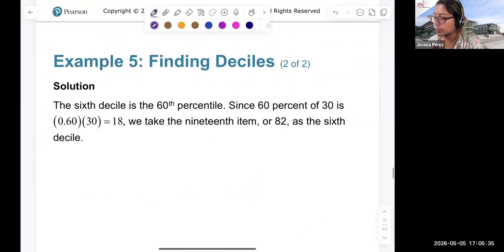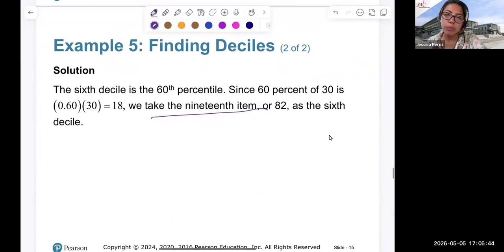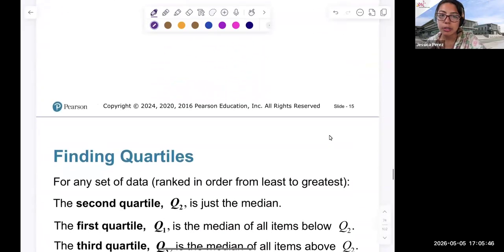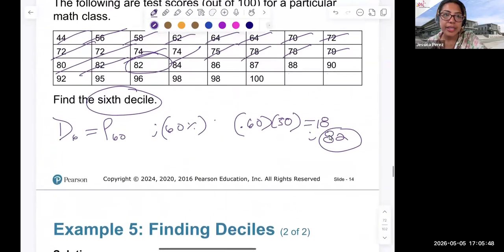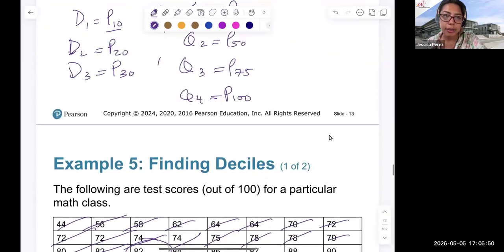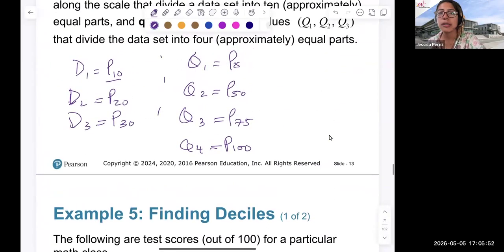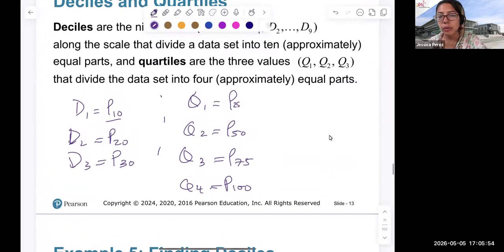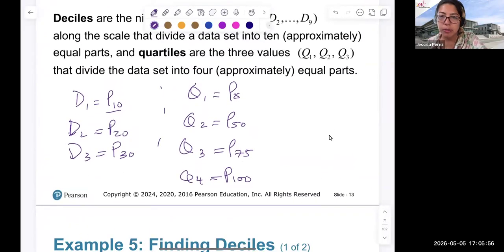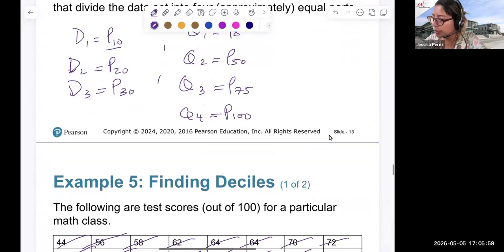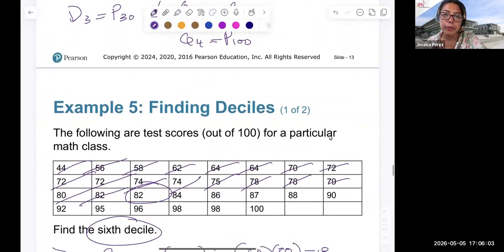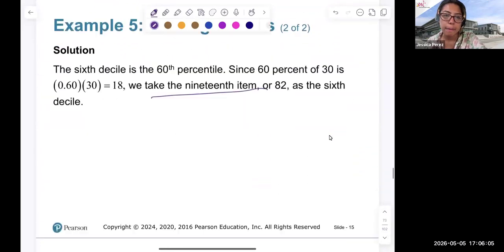So our value is 60%. We're going to take the 19th item, the one after the 18th. The 6th decile would be 82. So that was finding the 6th decile. Now, if we were interested in finding quartile 1, we were looking at the 25th percent, and 50%, quartile 2, is also the median. So it's the middle number of the data.